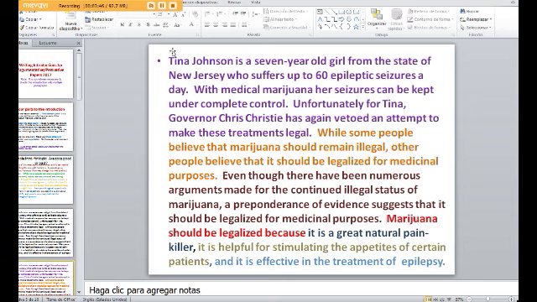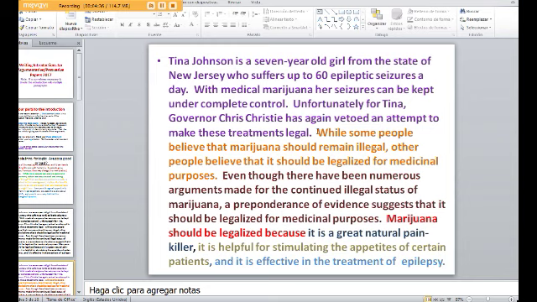We see the attention getter. In this case, the attention getter is an anecdote. It's actually a really nice attention getter. It warms us up to the topic. It's supposedly a real life case. In this case, it's not a true story. I made it up for this example, but there are some real life cases very much like this that I have heard of. So it warms us up to the idea that medical marijuana might be valuable and should be legalized.